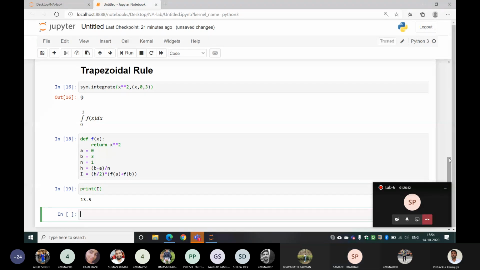Yes, sir. This 13.5 is the correct answer. No. What answer should be? Answer should be 9. Everything is correct. I wrote the correct formula, correct limit, h, whatever you told, but why is it giving 13.5? Can we get 9, or do we have to modify something here?